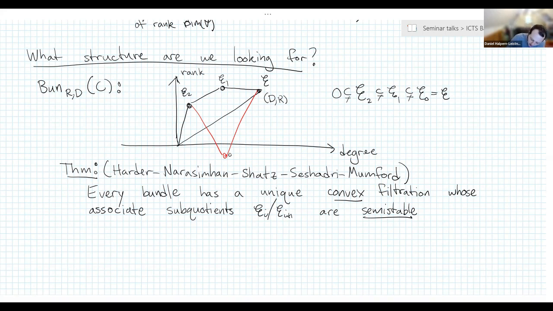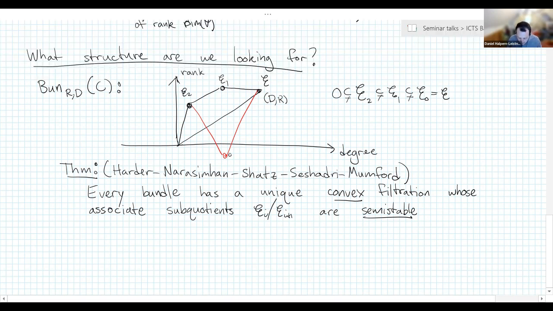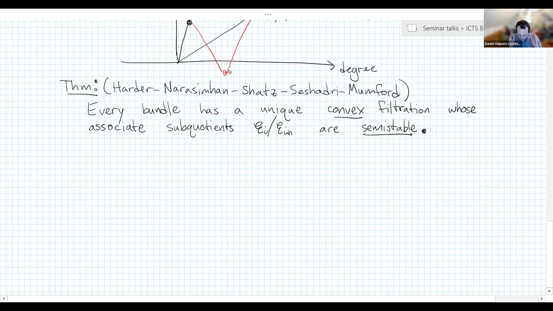So if there's no subbundle whose point on this curve lies above the line from the origin to E, then you call the bundle semi-stable. So in some sense, as a convex filtration, it's as big as possible. But the uniqueness is quite remarkable. There is just only one.